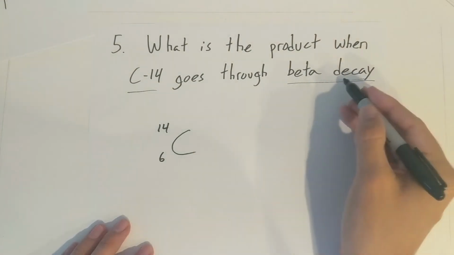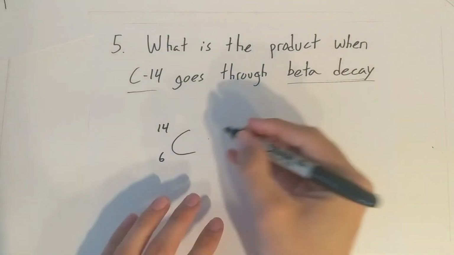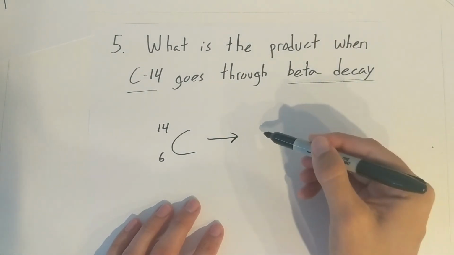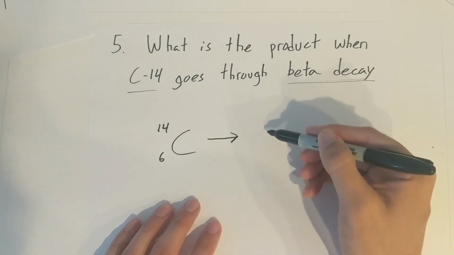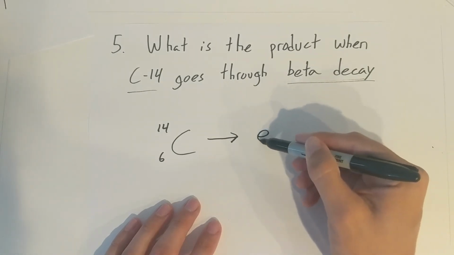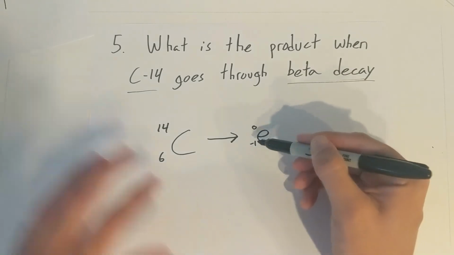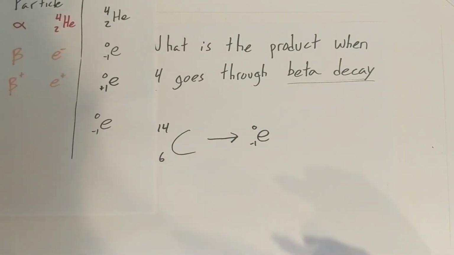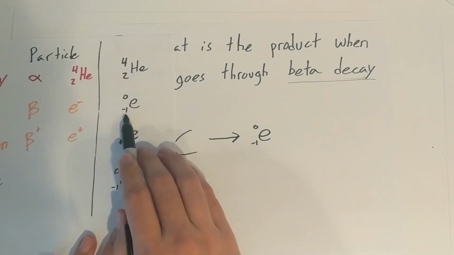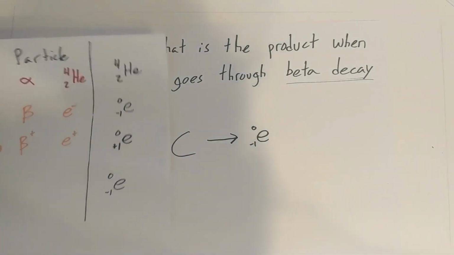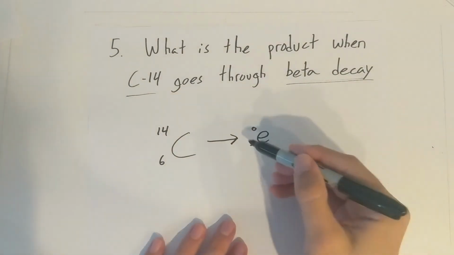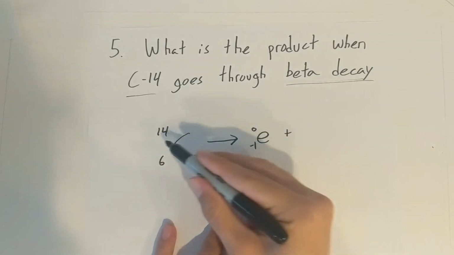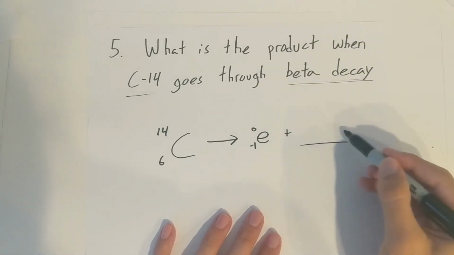And it's going through beta decay. So remember, beta decay is something that gets shot out. It's going to be a product. It's going to be on this side. So we can write our beta decay like this because it is a negative charge getting shot out, so it's increasing our amount of protons. And then we just have to figure out what it's becoming.